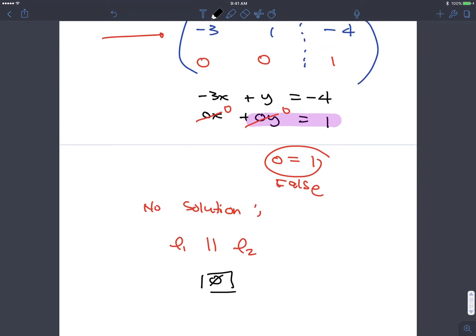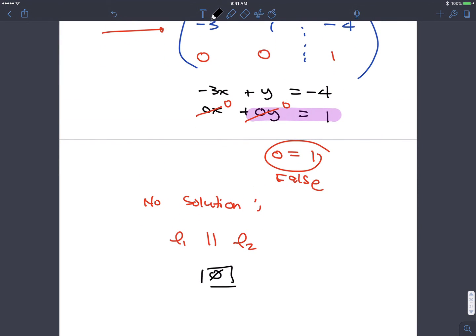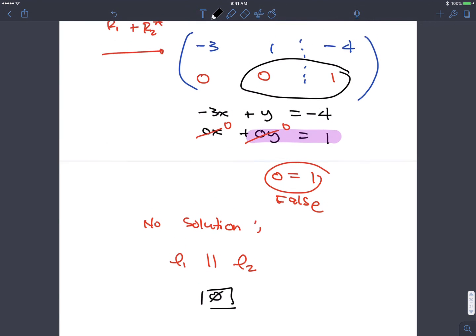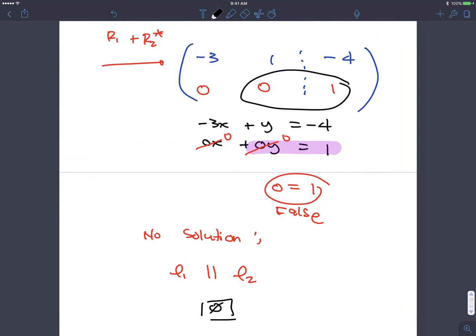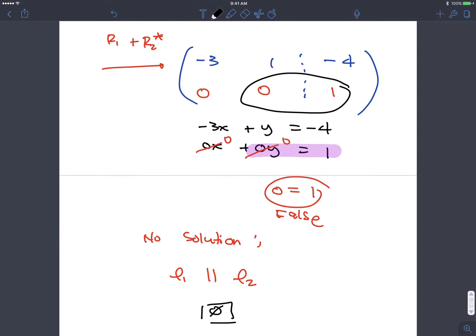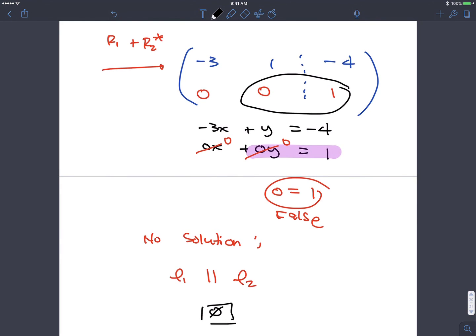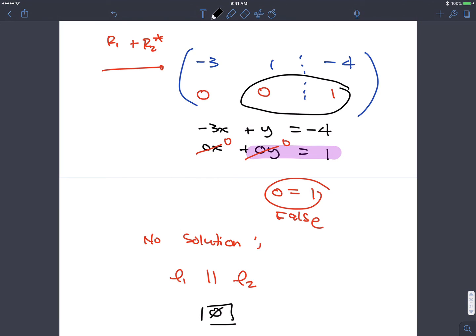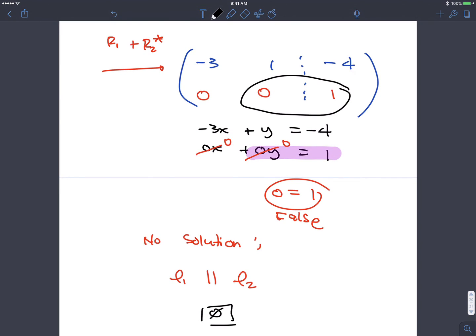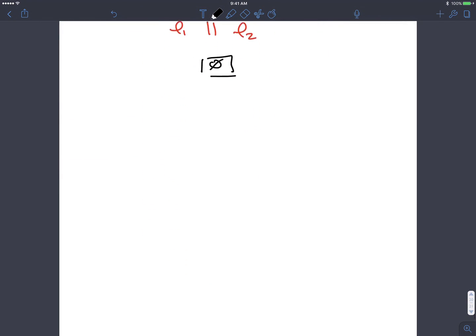So the thing to look out for really is right here. If you have a false statement there, 0 equals some number that's not 0, like a 1 or a -2 or an 8 or a 1/2, there's no solution. The lines are parallel, and empty set symbol is what you can write down as an answer formally. And that was number 17, and that leaves us now to 19.